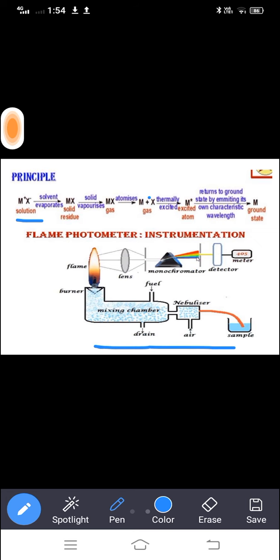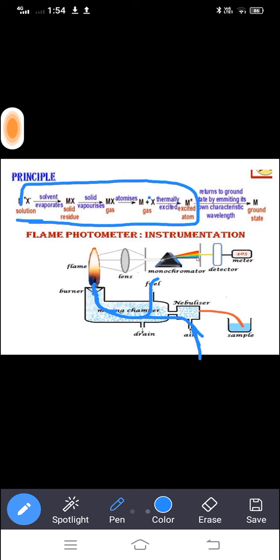Here is the structural representation. We take the alkaline earth metal sample and pass it to the nebulizer, and compressed air is passed to move it to the mixing chamber. The fuel is there, because only then will it burn. When the sample goes to the flame, it burns. When it burns, all this happens: the metal in the sample changes into solid, then gas, then ions. Once it changes into ions, it goes to the excited state and emits radiation. That emitted radiation we pass through the lens.